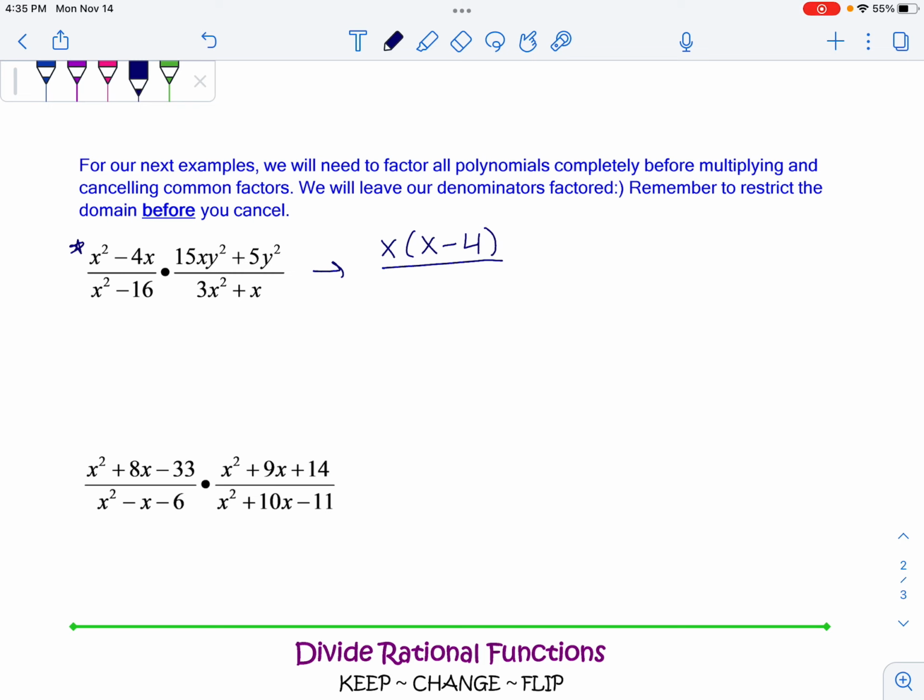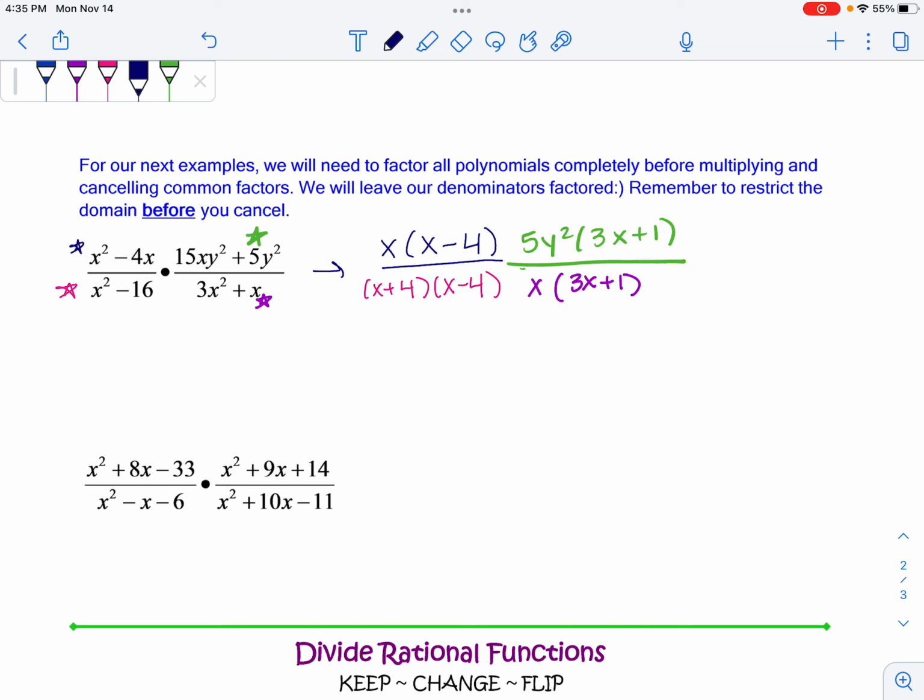The denominator, that's x squared minus 16. Remember, that's a difference of two squares, a dots problem. So that one factors to x plus 4 times x minus 4. The next one over here, I'm going to factor out a GCF of 5y squared. And I'm left with 3x plus 1. And in the denominator, the 3x squared plus x, I can factor out a GCF of x. And I'm left with 3x plus 1.